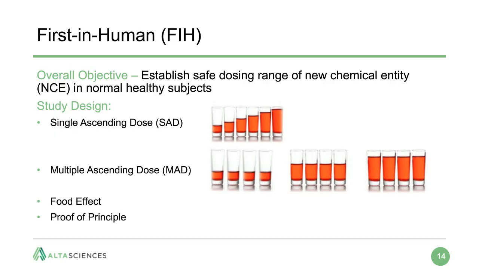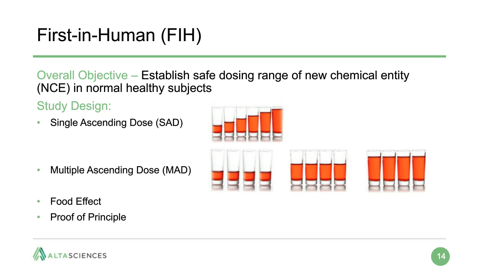The first-in-human study is often seen as a study that bridges preclinical development to clinical development, as it uses preclinical data to help establish dosing and safety in humans, which is the foundation for all subsequent clinical development. The key objective is to establish the pharmacokinetics, but more importantly, a safe dosing range in normal healthy subjects.